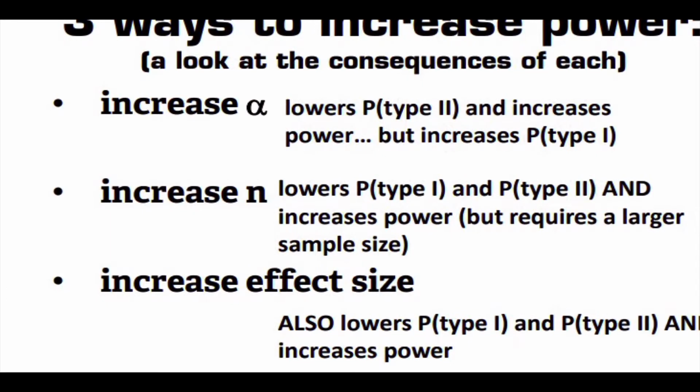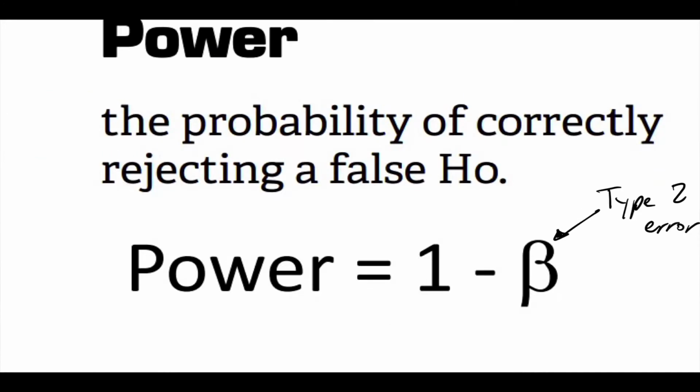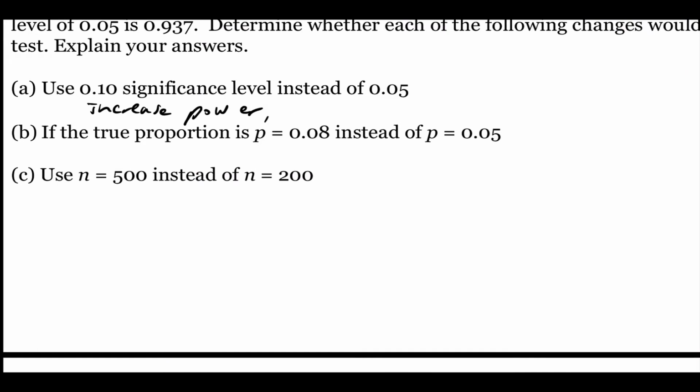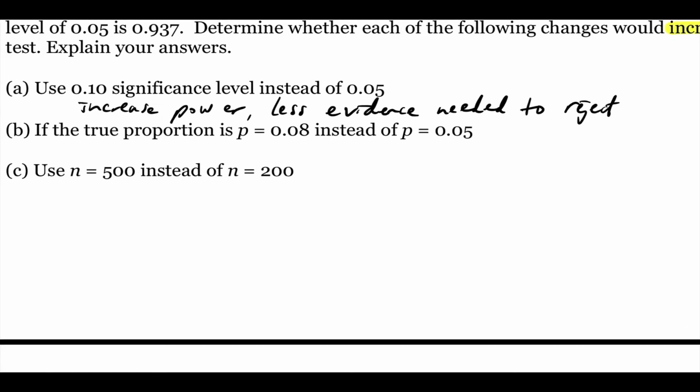If we increase alpha, it lowers the chance of a type 2 error. If we lower the chance of a type 2 error, if we lower beta right here, I'm subtracting by a lower number, right? So if I'm subtracting by a smaller number, power is going to be bigger. Okay? So it's less evidence needed to reject. It's less evidence that I need to reject the claim. If it's not as tall of a mountain to reach, more people are going to get there.